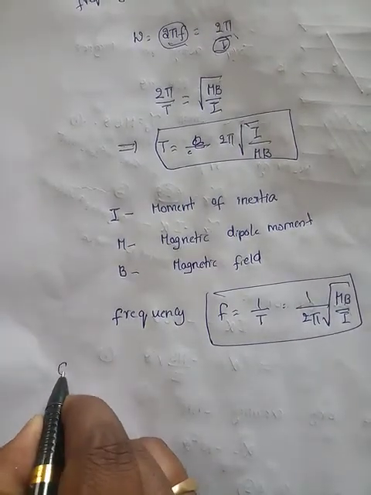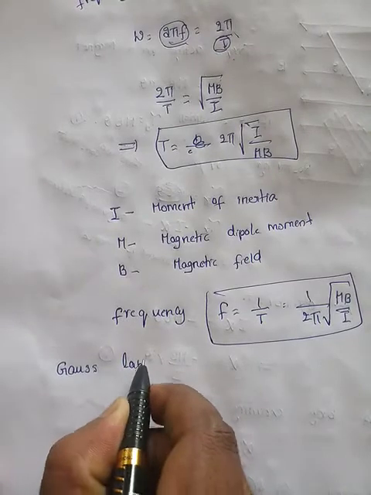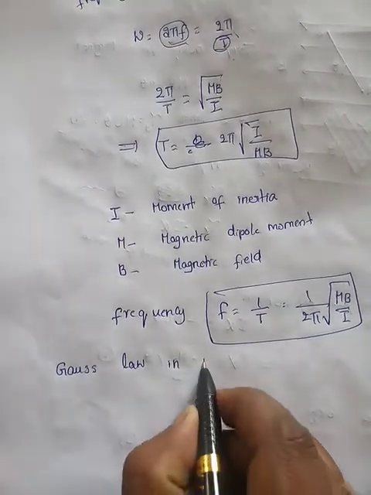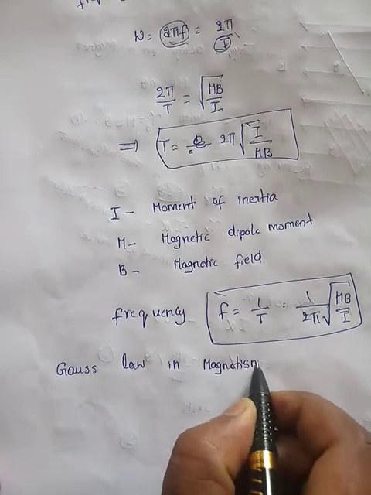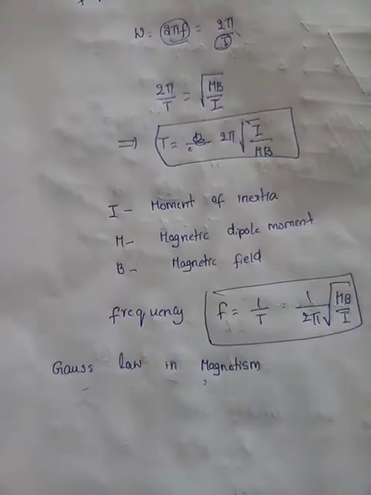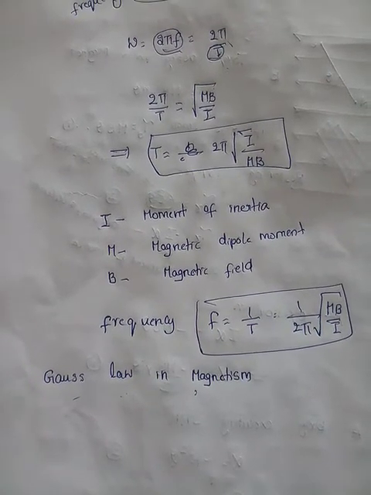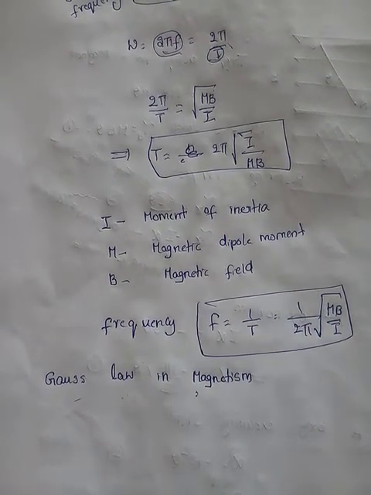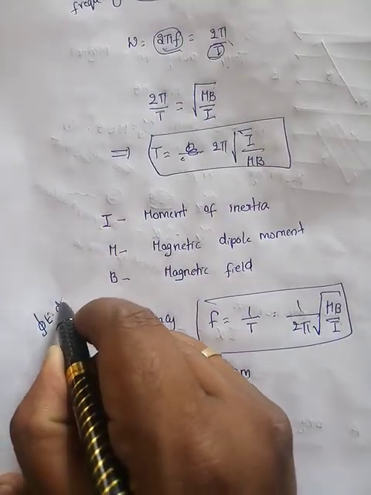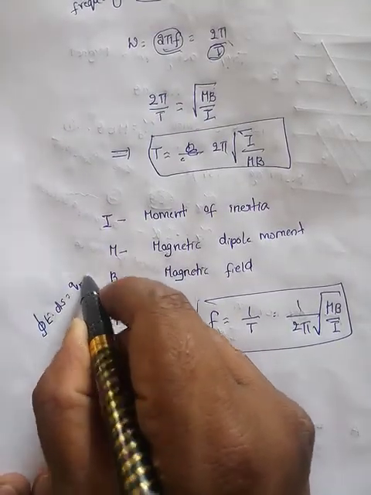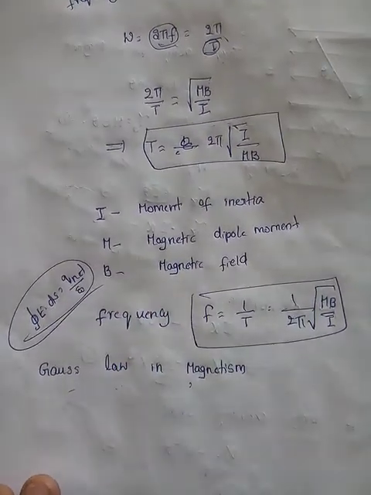And a very important one is what? As in electric field, we also have Gauss law in magnetic field. What is Gauss law in electrostatics? The total electric flux over a closed surface is equal to the integral of E dot dS, which is equal to what? The net charge enclosed by the surface times 1 by epsilon naught, right.